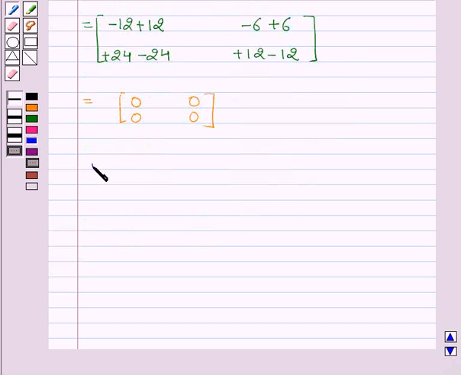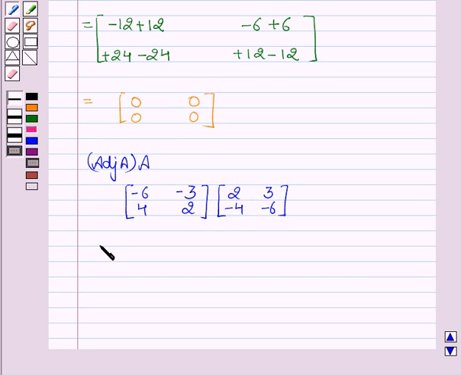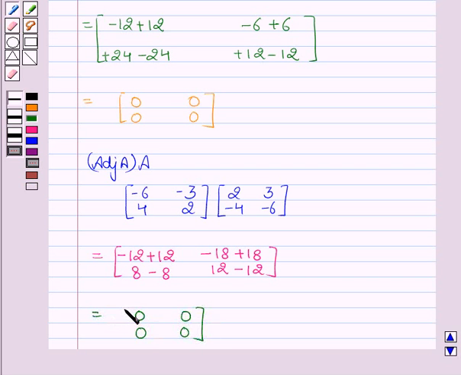Now we will find adjoint of A into A. So we know that adjoint of A is minus 6, minus 3, 4, 2 and the value of the matrix A is 2, 3, minus 4, minus 6. Now we multiply both the matrices and we get minus 12 plus 12, minus 18 plus 18, 8 minus 8, 12 minus 12. So this is equal to 0, 0, 0, 0. So adjoint of A into A is the matrix 0, 0, 0, 0.